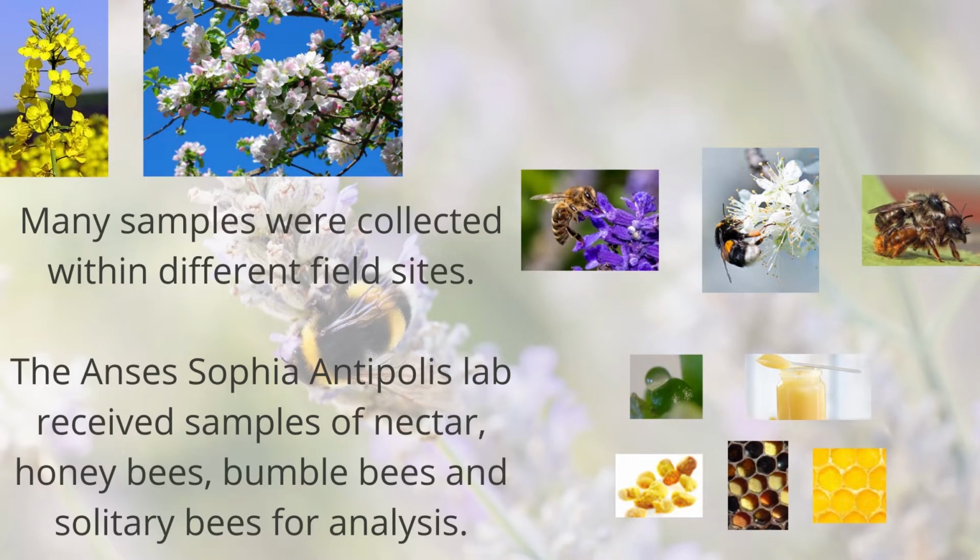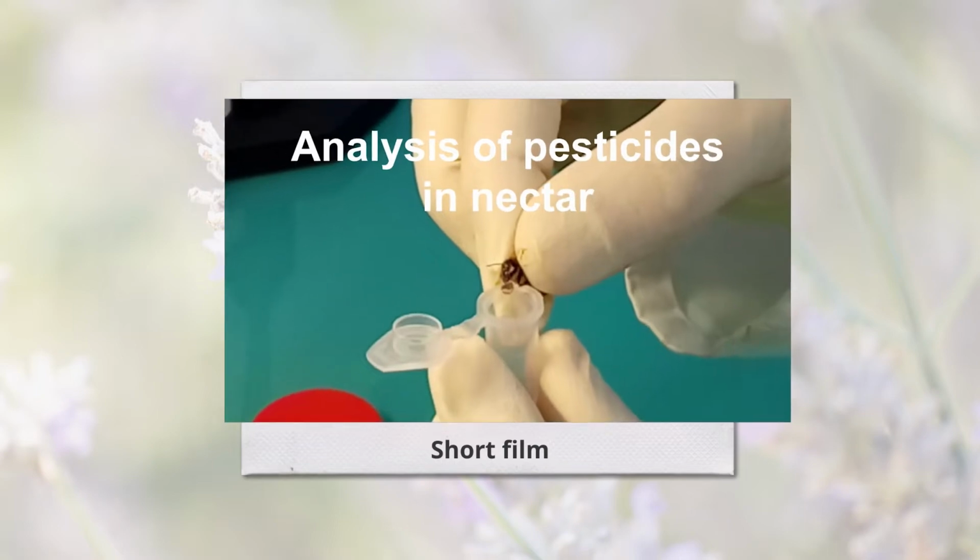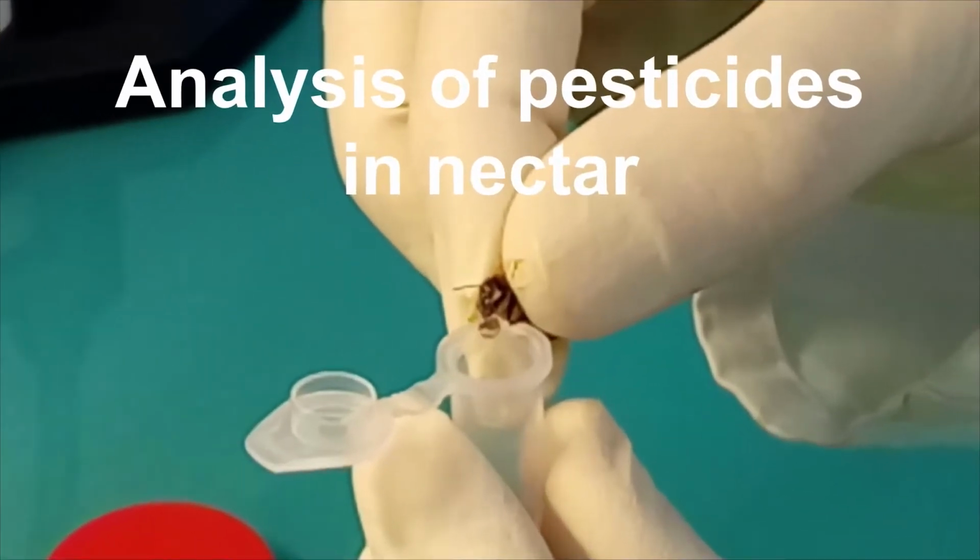At the Anses Sophia Antipolis lab, we received many samples. Nectar regurgitated by honeybees and bumblebees for pesticide analysis, and honeybees, bumblebees, and solitary bees for pathogen analysis. In this short film, we will show how to proceed to analyze pesticide residues in nectar. The nectar regurgitated by bees and bumblebees was collected and sent to the Anses Sophia Antipolis lab for pesticide analysis.